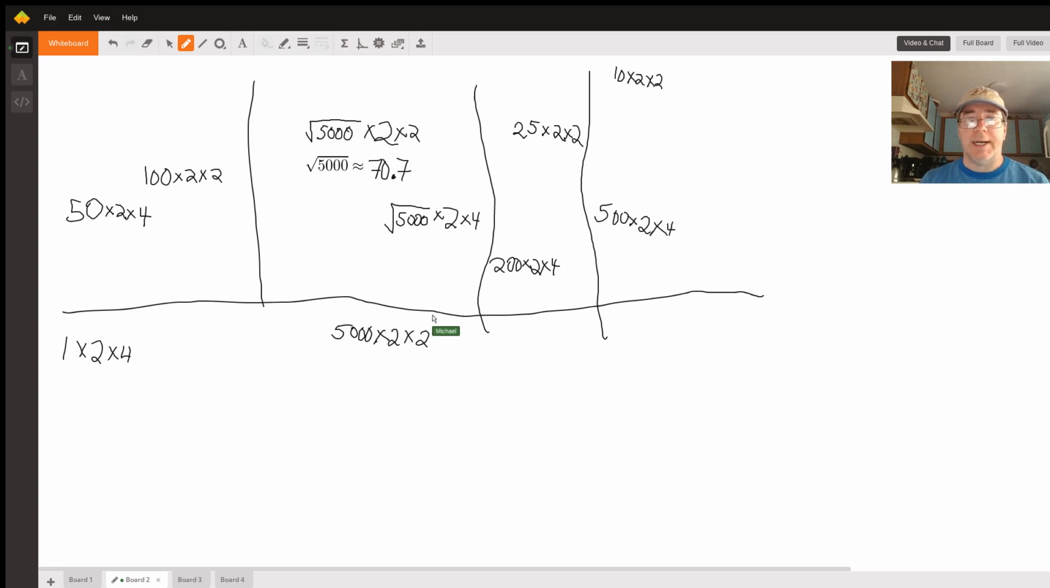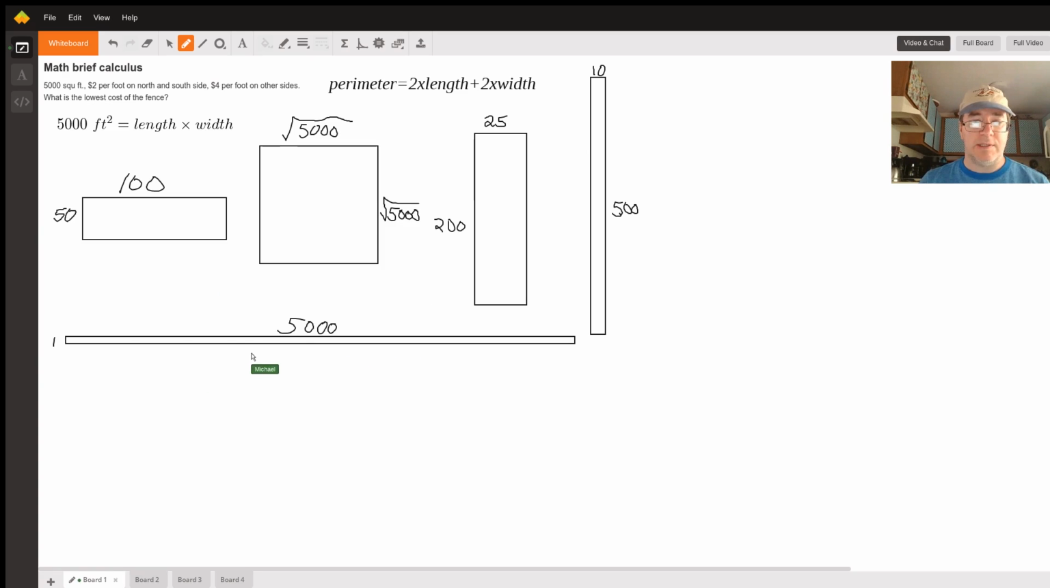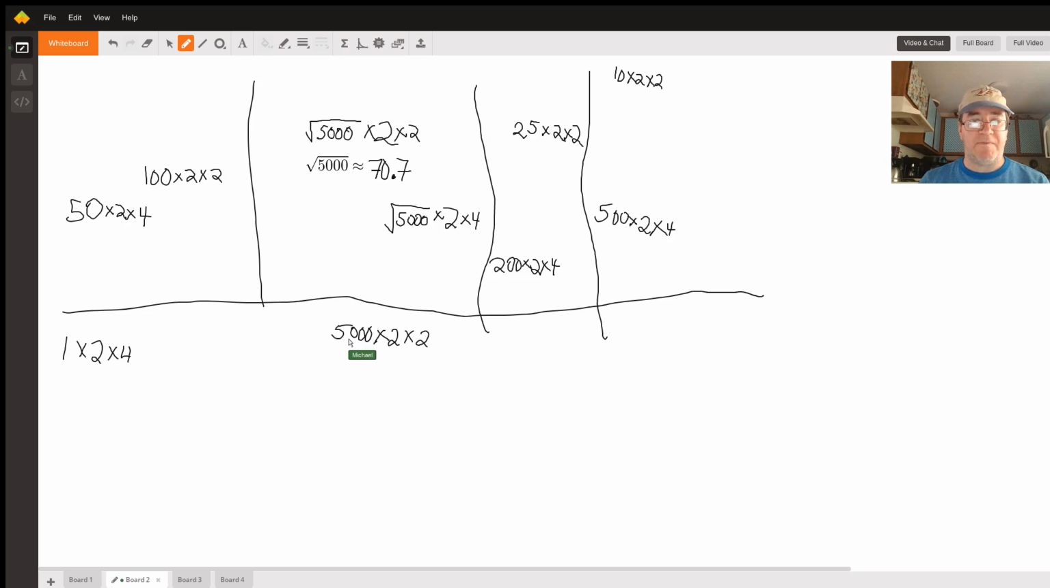So this fence here at 100 times 2 times 2 and 50 times 2 times 4 is an $800 fence. Whereas down here, this fence is 5,000 feet long and 1 foot wide. It's still 5,000 square feet, but this would cost you $20,008: 5,000 times 2 times 2 plus 1 times 2 times 4. So this fence would cost $800, and this fence would cost $20,008.